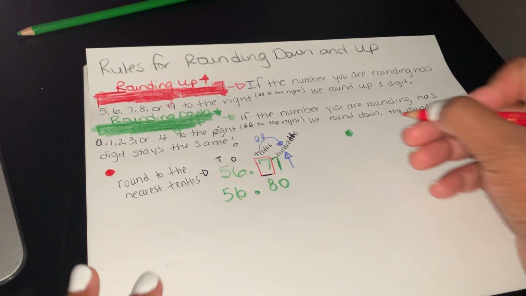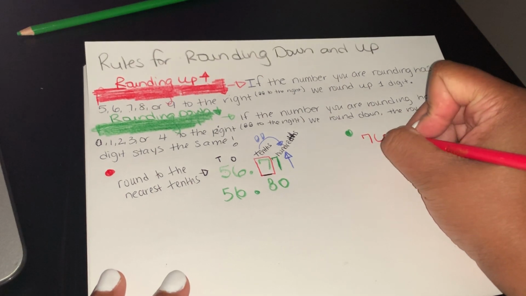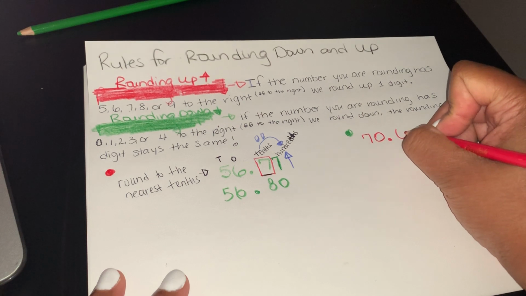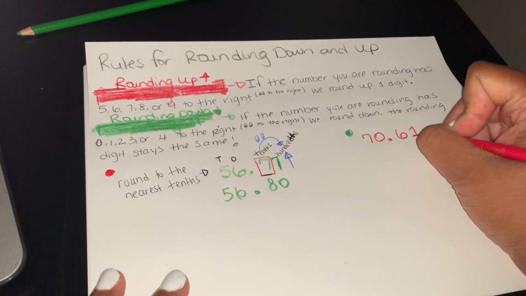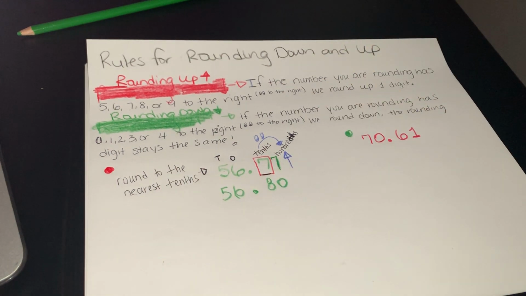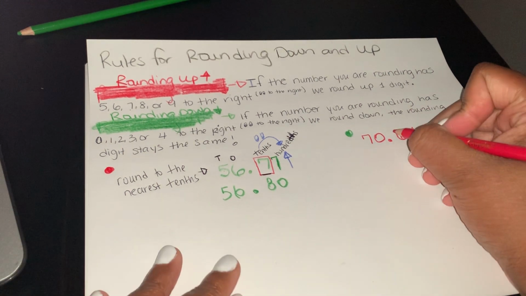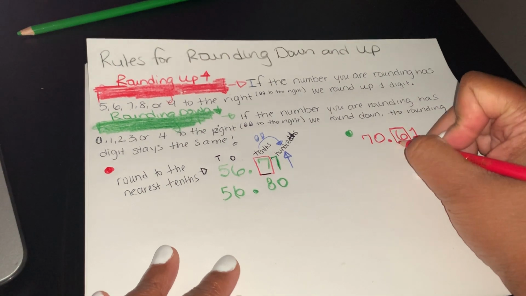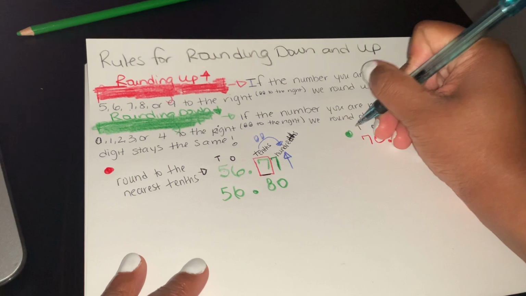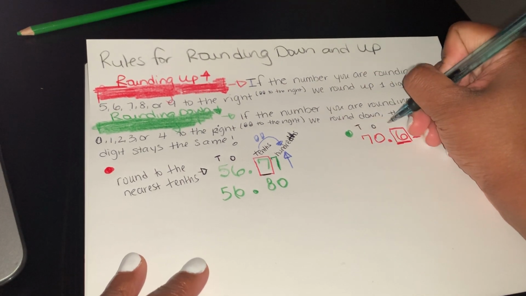Let's say we have 70.61. And we're still rounding to the nearest tenths here, okay? Since we're rounding to the nearest tenths, what number's in the tenths place? 6. And I'm still going to label my place values.